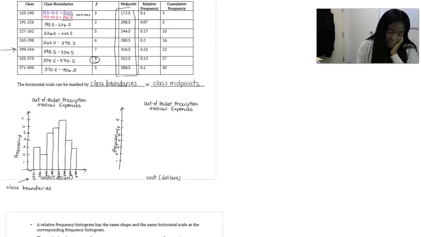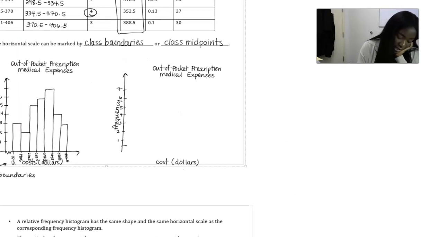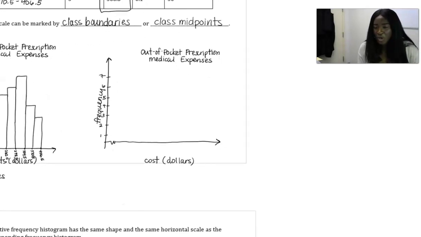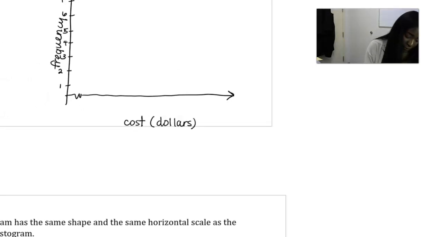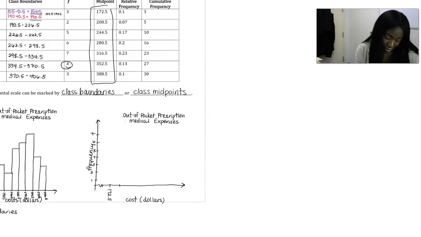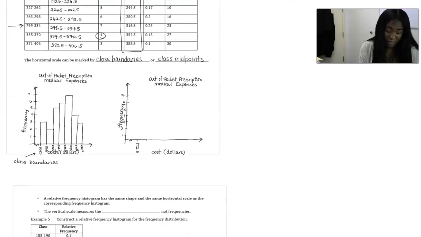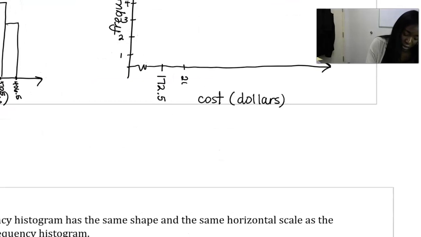They're right here. I'm going to break my axes again just so I can start at the first midpoint, which is 172.5. So here's my first midpoint. And then I'll go jump to my second midpoint. The second midpoint was 208.5. That's the next mark that we'll put on here. And we'll just continue going down this horizontal axis, labeling the class midpoints.